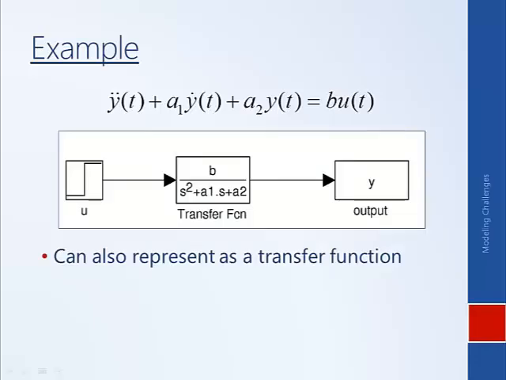The way that we find a transfer function from the differential equation is we follow a few steps. First, we identify what the inputs and the outputs are. In this case, u is our input and y is our output. Then we take the Laplace transform of the differential equation and we assume zero initial conditions. We rearrange it into the form of output over input, y of s divided by u of s. If we do that, this is the resulting transfer function that we get. And there's a block within Simulink that represents transfer functions.